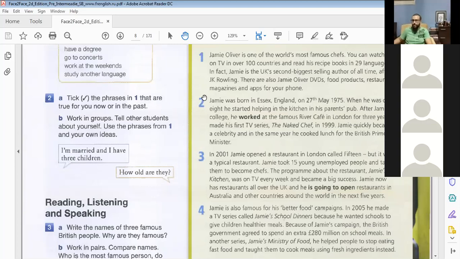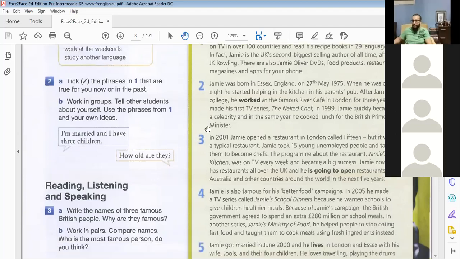Jamie was born in Essex, England, on the 27th of May, 1975. When he was only 8, he started helping in the kitchen in his parents' pub. After Jamie left college, he worked at the famous River Cafe in London for 3 years. He made his first TV series, The Naked Chef, in 1999. Jamie quickly became a celebrity, and in the same year, he cooked lunch for the British Prime Minister.